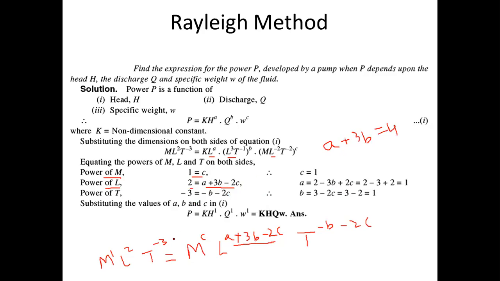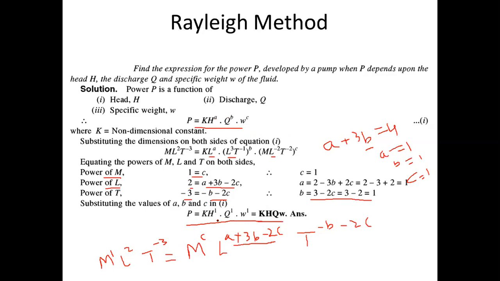And in the last relation for time T, it is minus 3 on the LHS side and minus B minus 2C on the RHS side. You know C is equal to 1. So if you put C equal to 1 and simplify, you can find B is equal to 1. Now put B equal to 1 here, so you will get A is also equal to 1. So what we got is A equal to 1, B equal to 1, and C equal to 1. Just put the values here. So this is your relation.